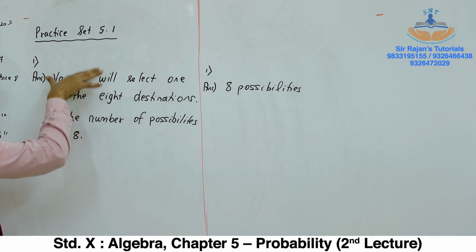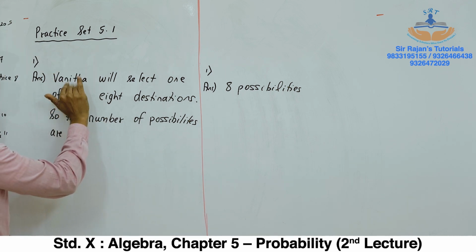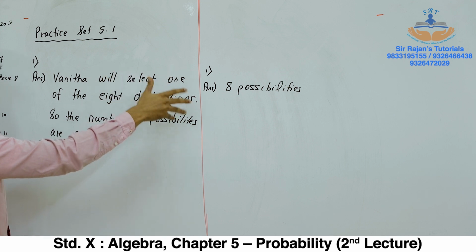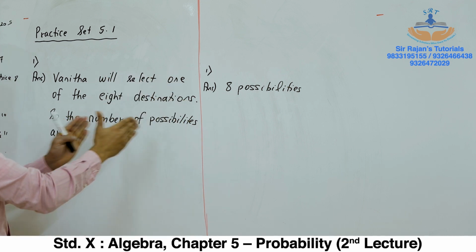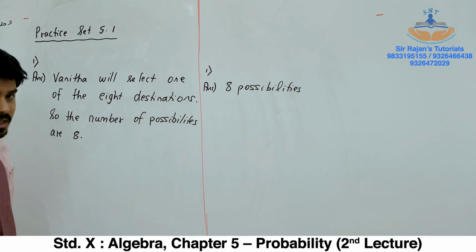What does statement form mean? This is statement form: that Vanita is going to select one of the 8 destinations. So there are 8 possibilities in the question.